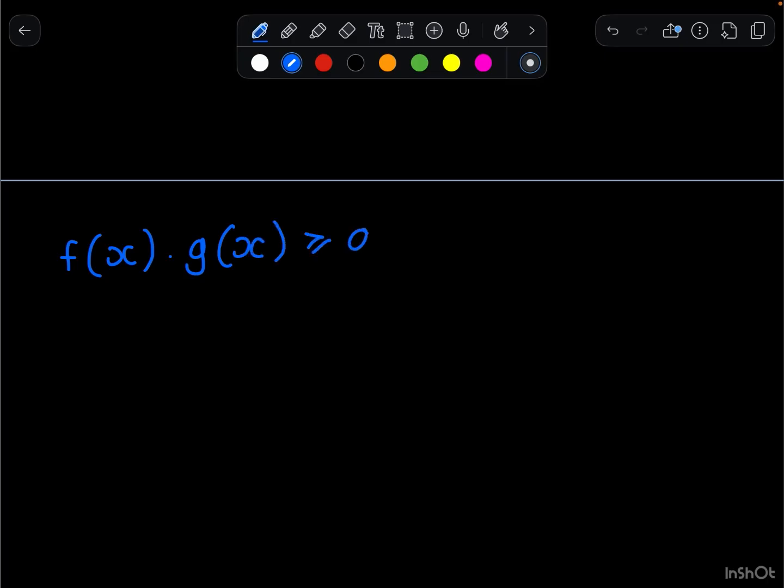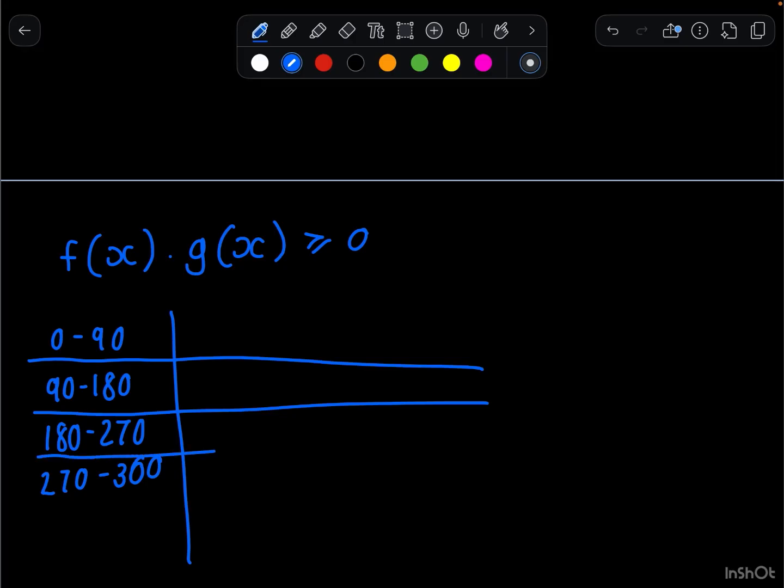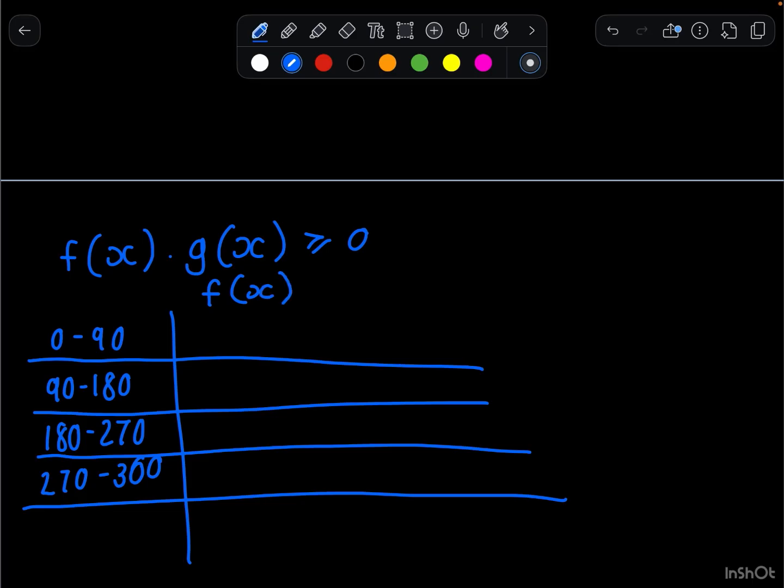What we're going to do is break this down into different areas. So between 0 and 90, 90 to 180, 180 to 270, and 270 to 360. There's a few ways. You don't have to do it this way. I just find it works quite well like this. And we're looking at what is f of x, what is g of x. So is it positive or negative? And then we can multiply.